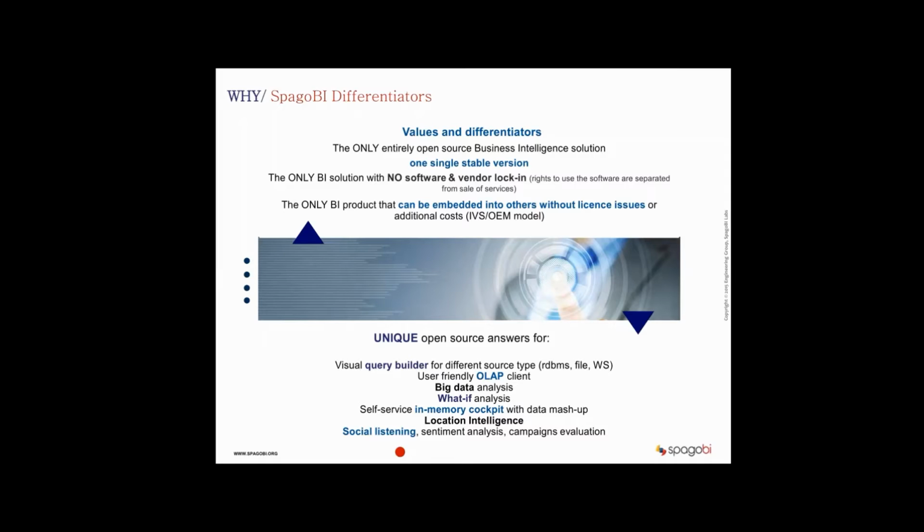SpagoBI adopts this open source model, which eliminates any licensing cost, separating the rights to use, modify, and distribute the software from the sale of support services, avoiding both software lock-in, so there is no customer obligation to buy anything, and vendor lock-in, so the right to buy services from any provider. SpagoBI is a complete and flexible BI suite because it covers the whole range of analytical needs, supporting developer, tester, and administrator, offering a modular architecture.